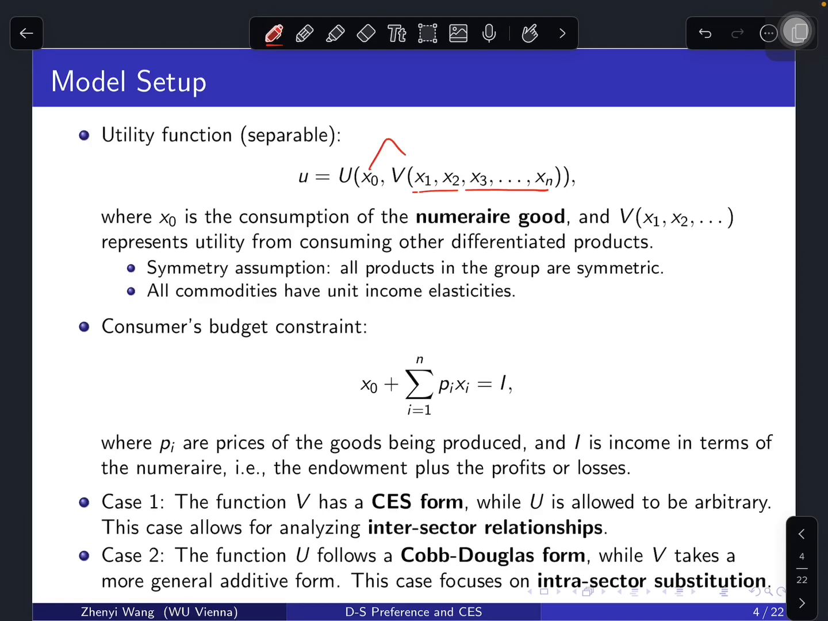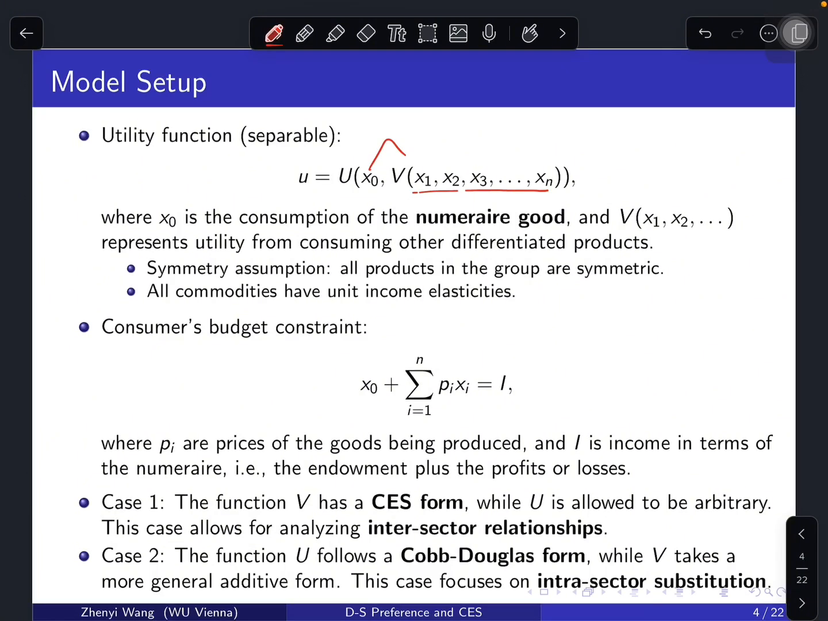Then consumers are facing a budget constraint, that the spending on the numeraire good X0 plus the spending on differentiated products, which is the sum of the spending on different goods, equals their income.